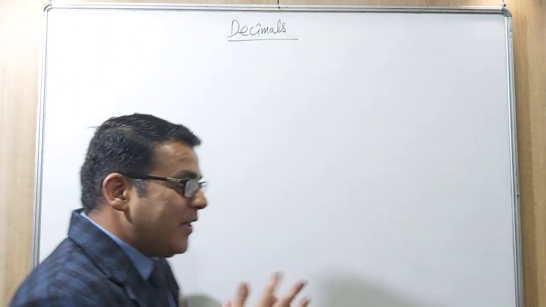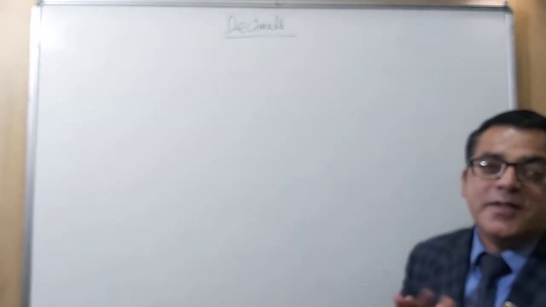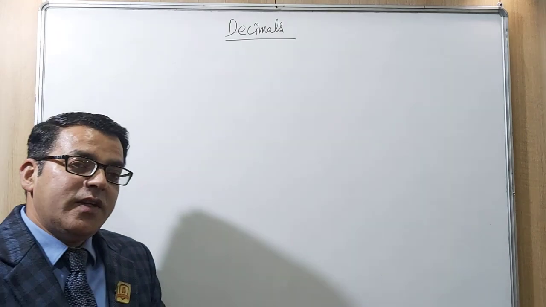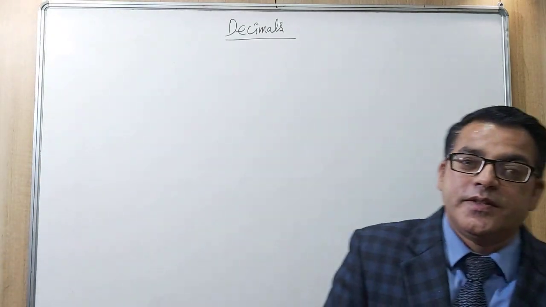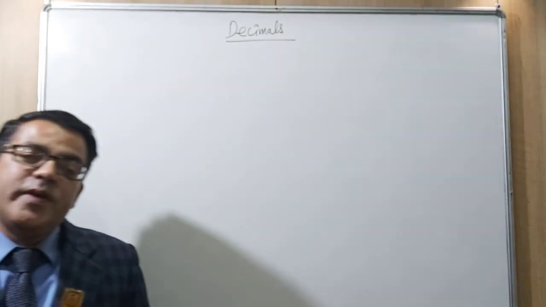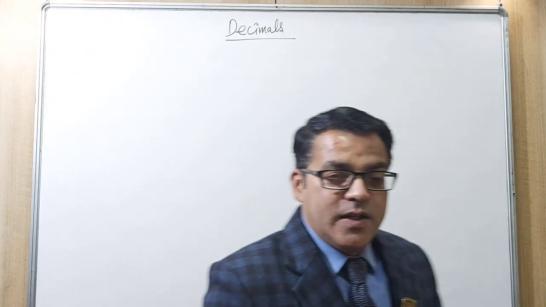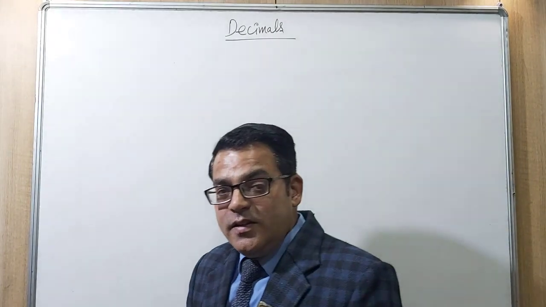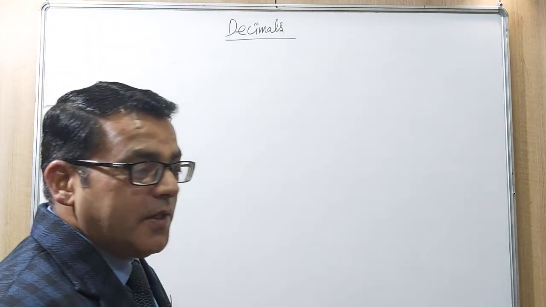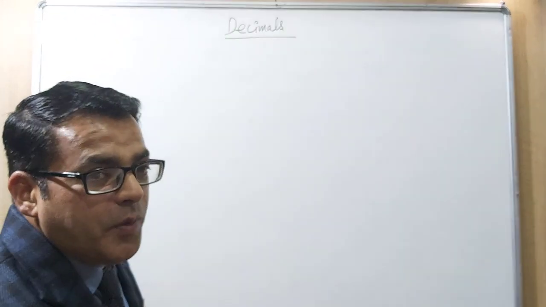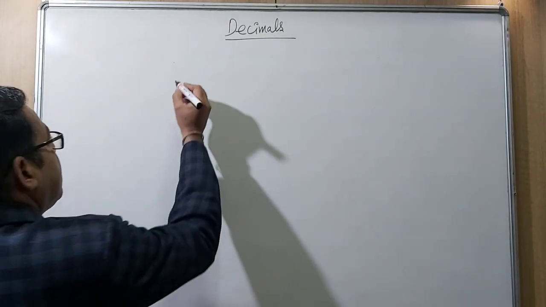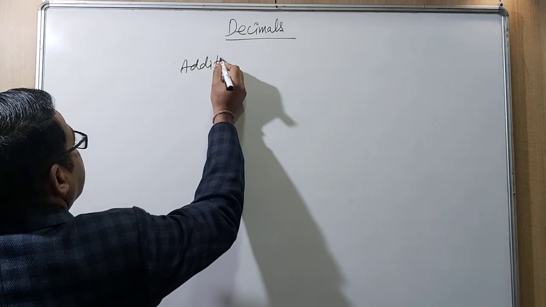As you can see here, we are discussing decimals, right? And we are also discussing how we can perform different operations on decimals. We know that there are four basic operations in arithmetic, in mathematics. These are addition, subtraction, multiplication and division. So for decimals, two operations, that is addition and subtraction, we have already discussed.